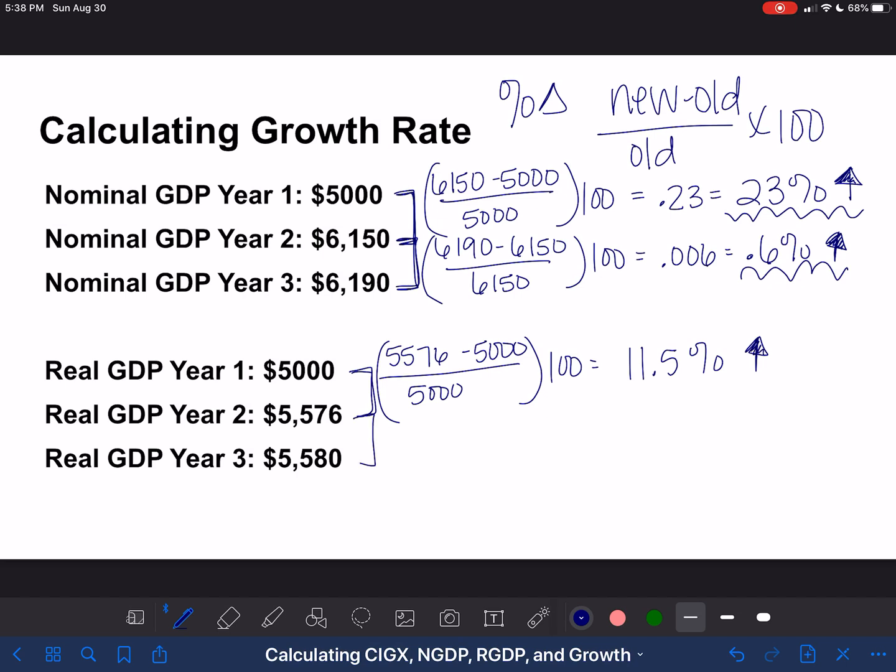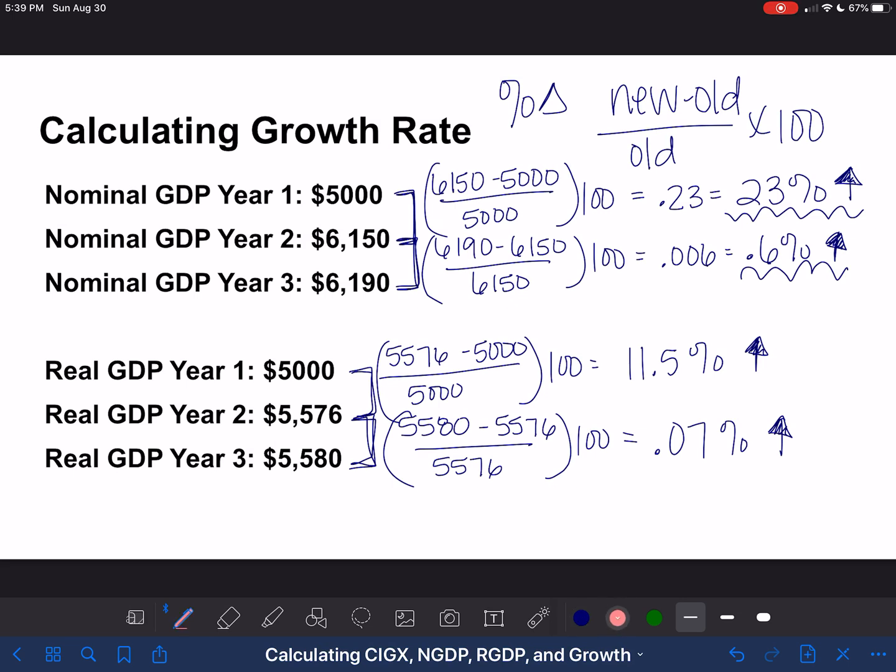And then let's go ahead and do year 2 to year 3. So new is 5,580 minus the old of 5,576 over 5,576 times 100. And what does that give us? 0.07% increase.